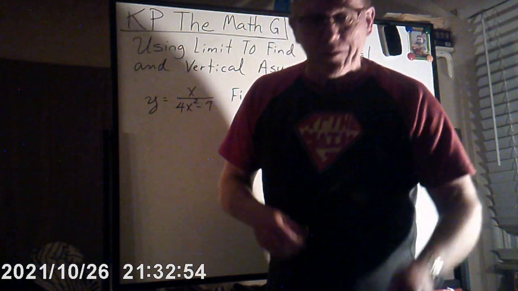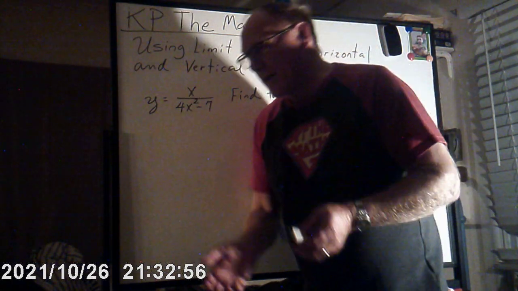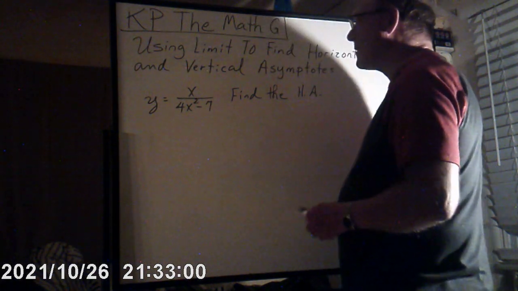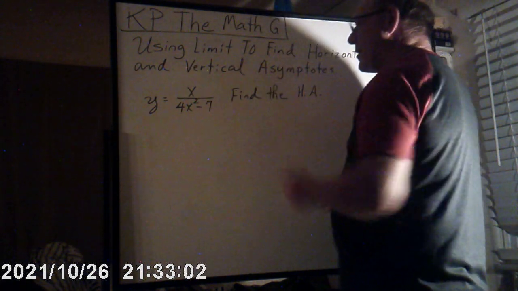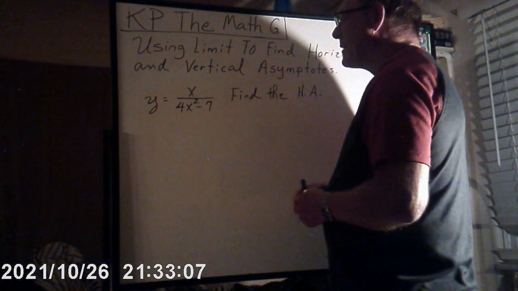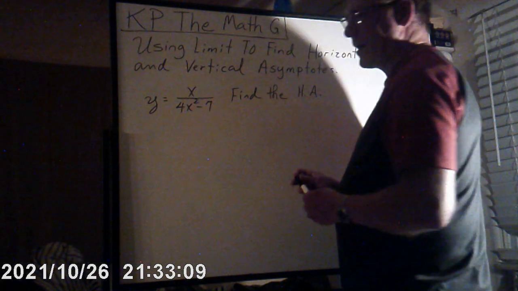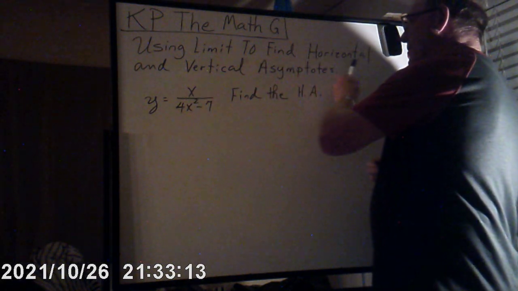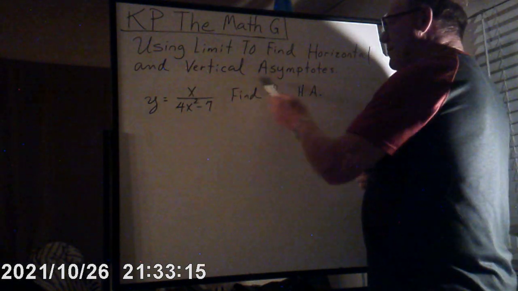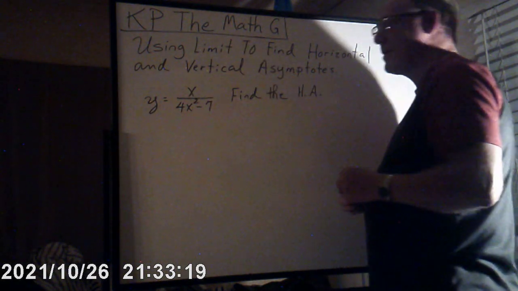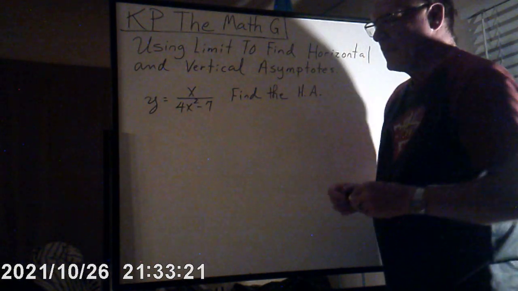I'm starting a new set of videos, and I've been dealing primarily with calculus. And in calculus we use limits quite a bit. We've been talking about limits for some time, and continuity, but we're going to use limits today to find horizontal and vertical asymptotes.